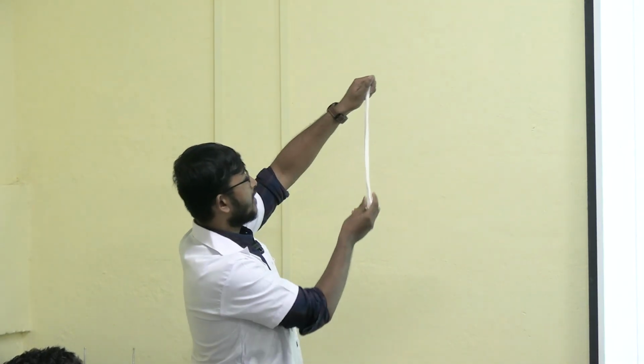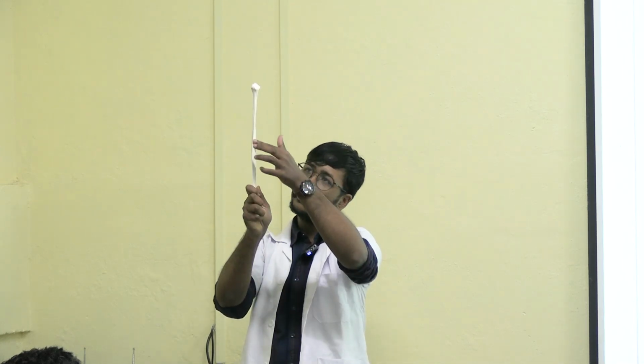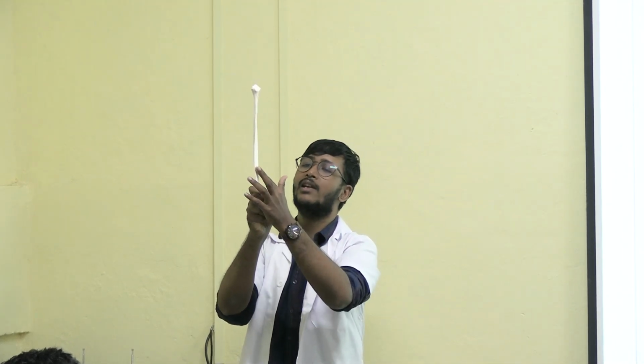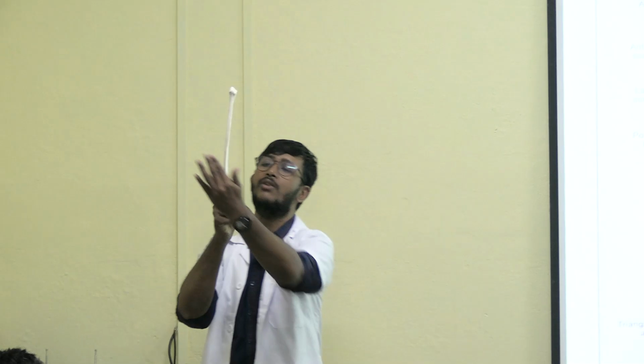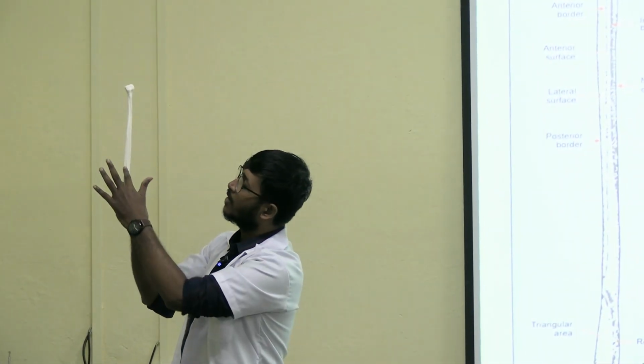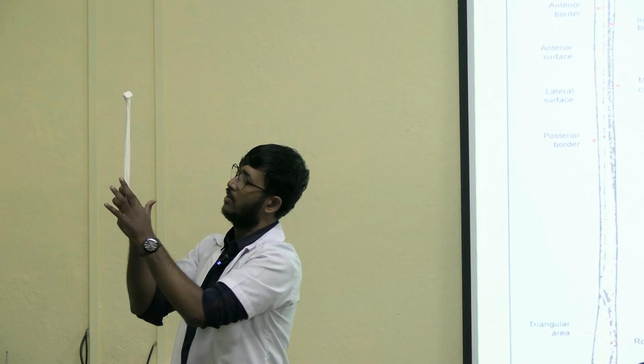So this surface, if I hold the bone like this, the anterior border is facing anteriorly, and the interosseous border is facing almost medially. So the surface they are forming is the medial surface. This surface you cannot see from the anterior side. If you move the bone like this, then you can appreciate the medial surface.